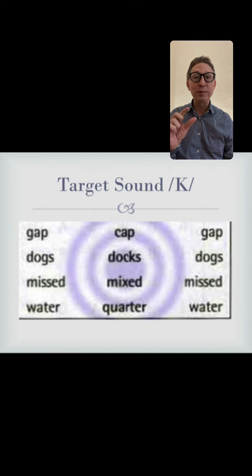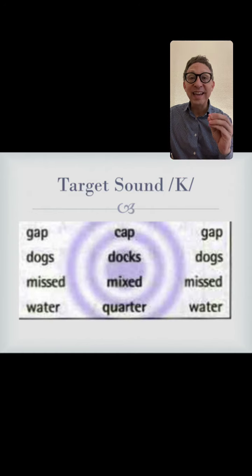This one's important because this is the essence of this lesson, distinguishing G from K. So let's do it one more time. Gap, cap, gap. Now to help you, if you notice the K is more explosive at the beginning, listen to it. Cap. G is softer, gap. K is explosive, cap. All right, let's move on.